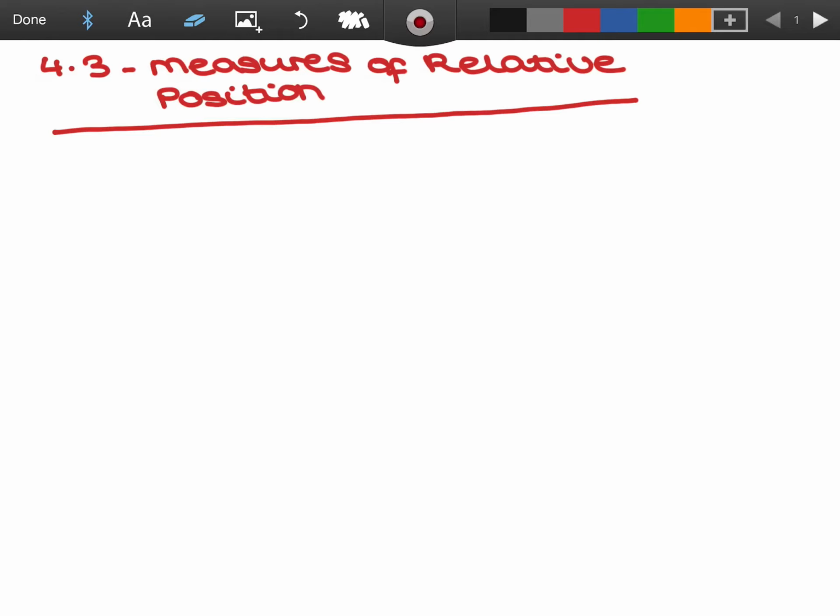Hi everyone, so today we're going to be looking at 4.3, which looks at measures of relative position. And what this section looks at is how our data is spread out compared to our mean. So very similar to when we were looking at standard deviation and variance, but this time we're going to be using some new measurements to see how far our data is away from the mean and how spread out it is.